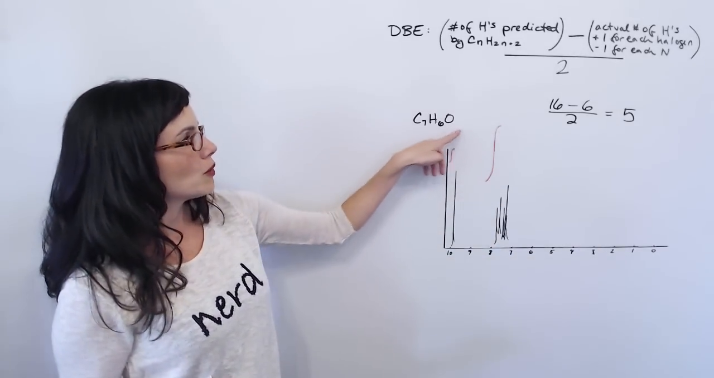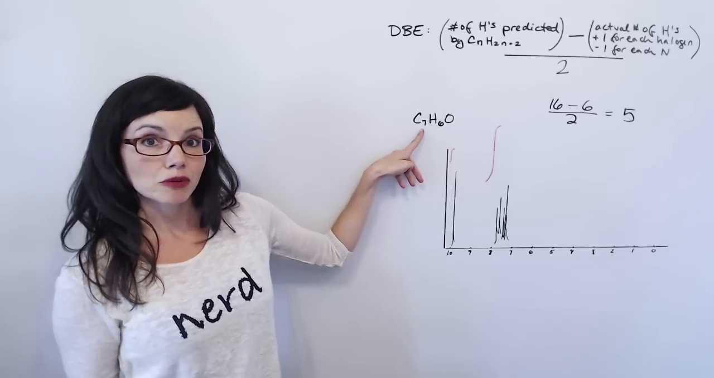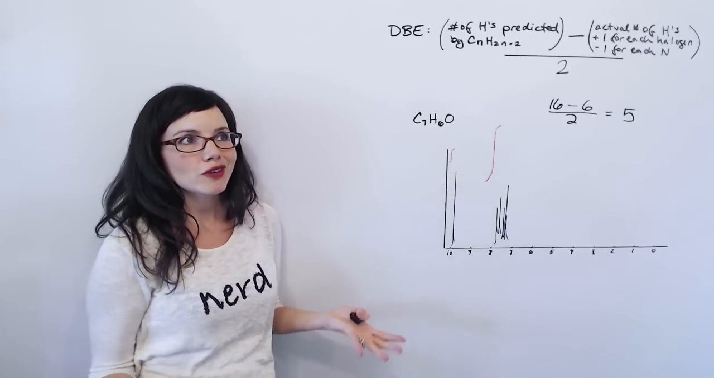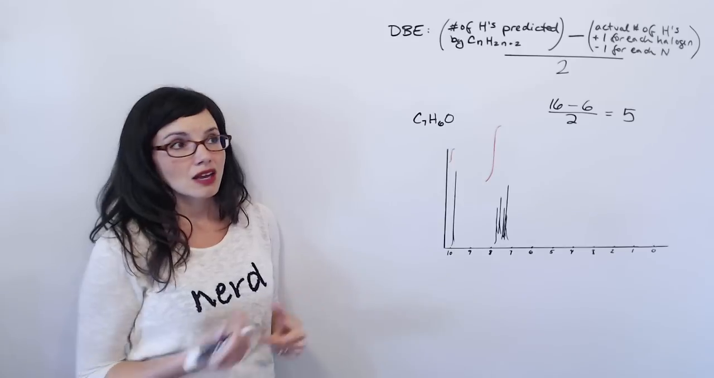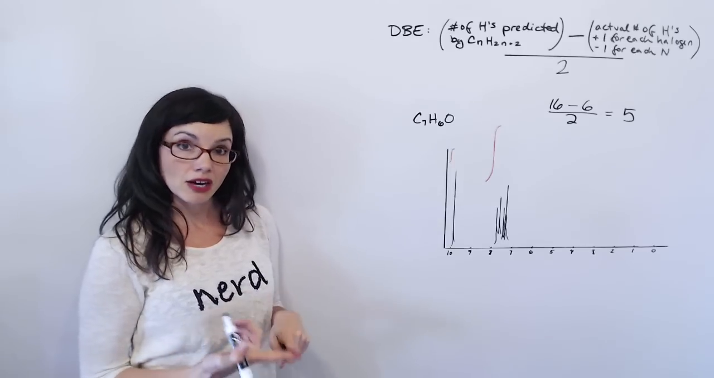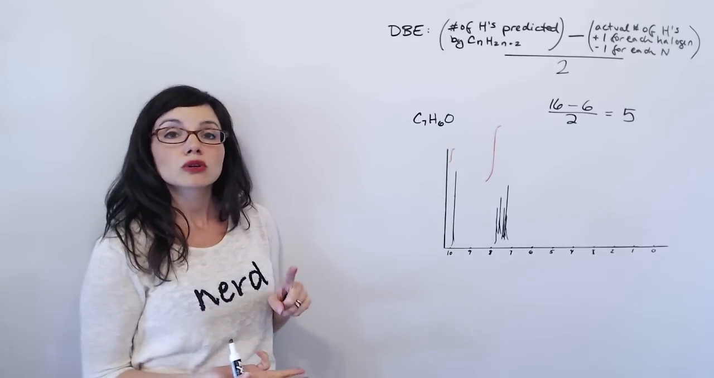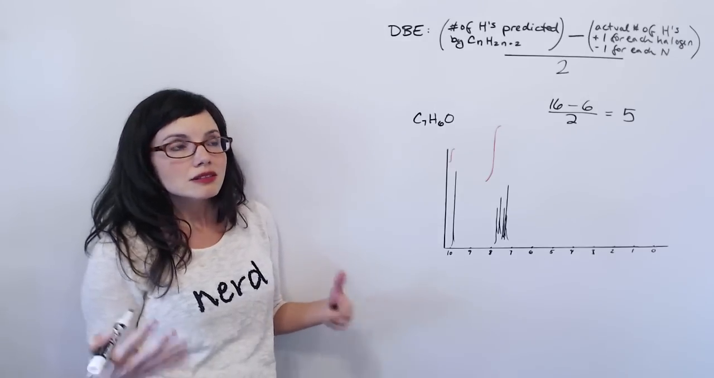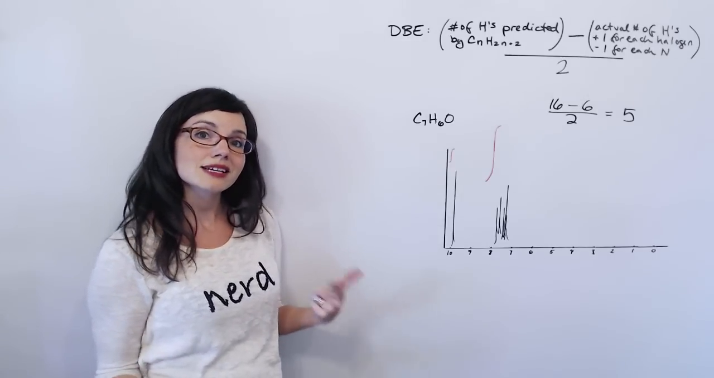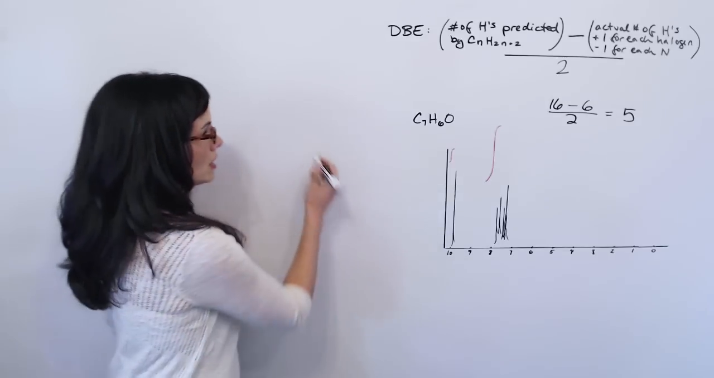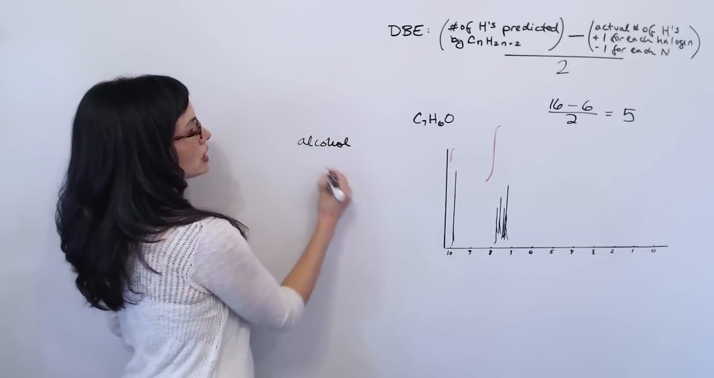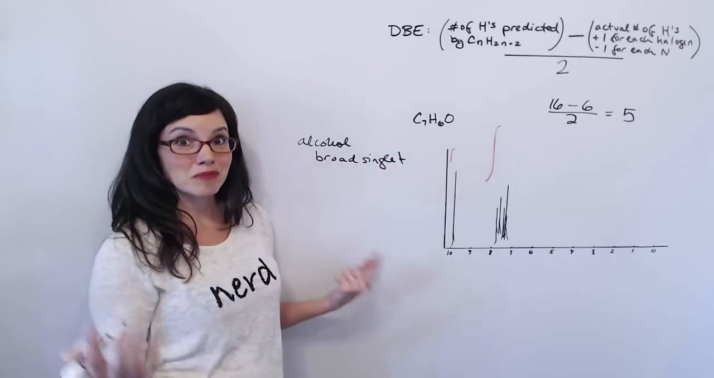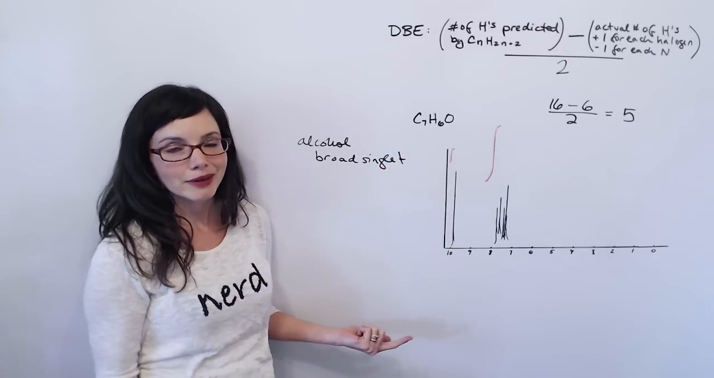Let's take a look at what other information we can get from our molecular formula. We've got 1 oxygen. What functional groups might be there? 1 oxygen could be an alcohol, an ether, or an aldehyde. Those are our options. So let's think about what we might expect to see in our NMR spectrum. An alcohol usually gives us a broad singlet. And that broad singlet, in my experience, can kind of show up anywhere.